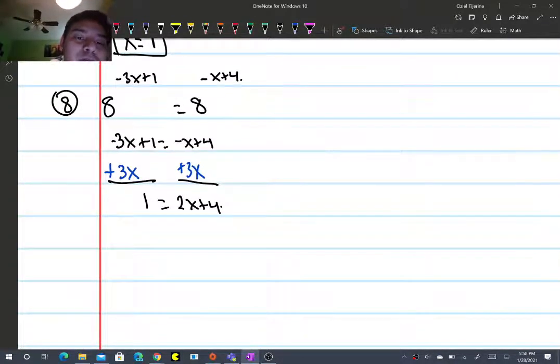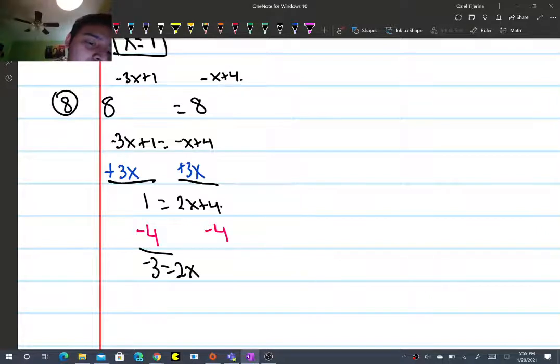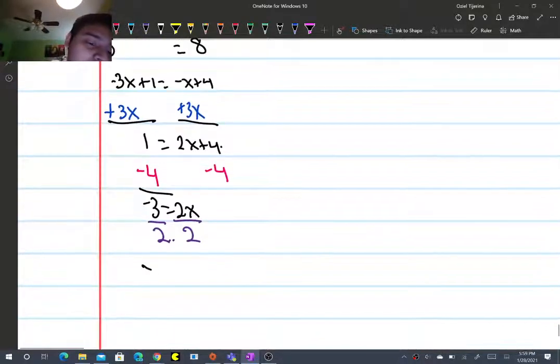And then you're going to subtract 4 on both sides. You have negative 3 equals 2x. And then lastly, you're just going to divide by 2 on both sides. You get x equals negative 3 halves. Okay.